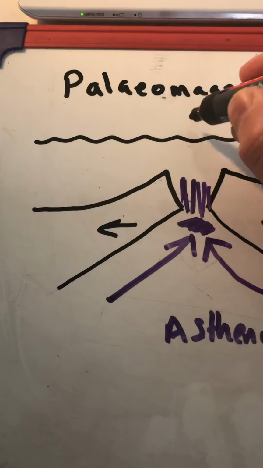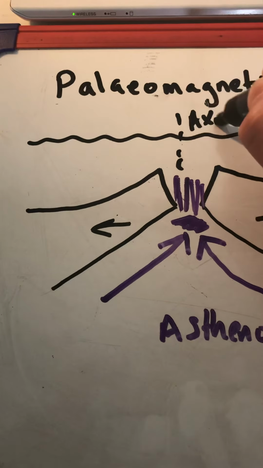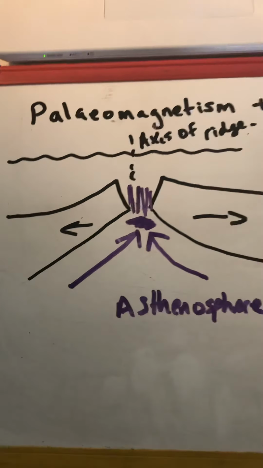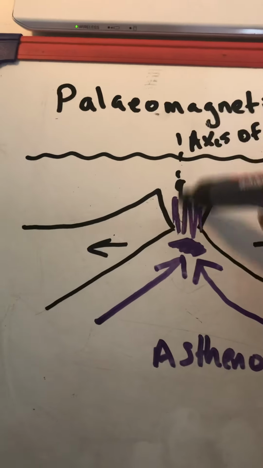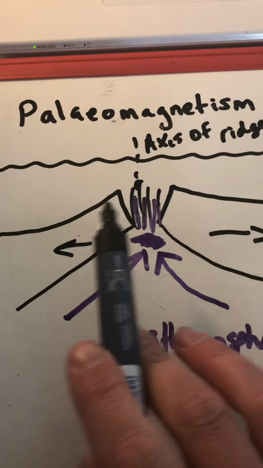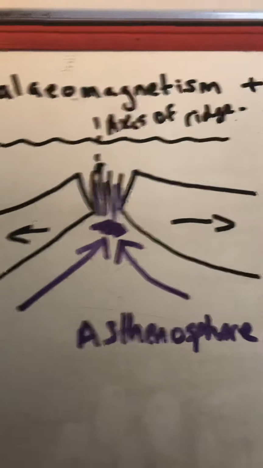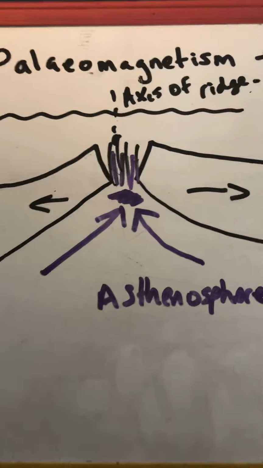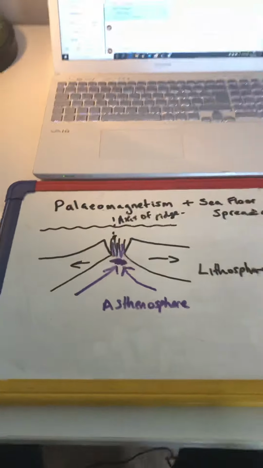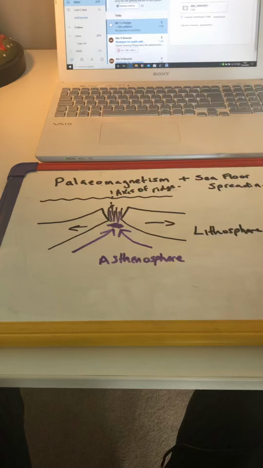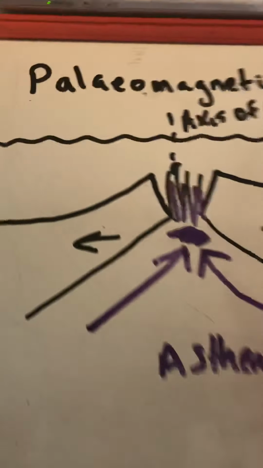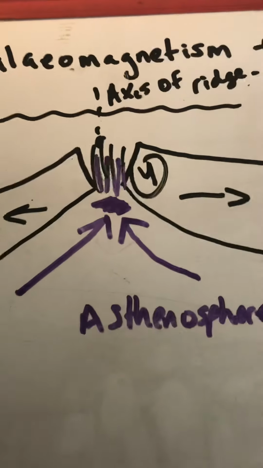So if this is the axis of the ridge, new rock is made either side, and as it's made, it will spread away from the ridge. Okay, so new rock is made at the ridge, older rock away from the ridge. So it's old here, and very, very young here at the ridge.